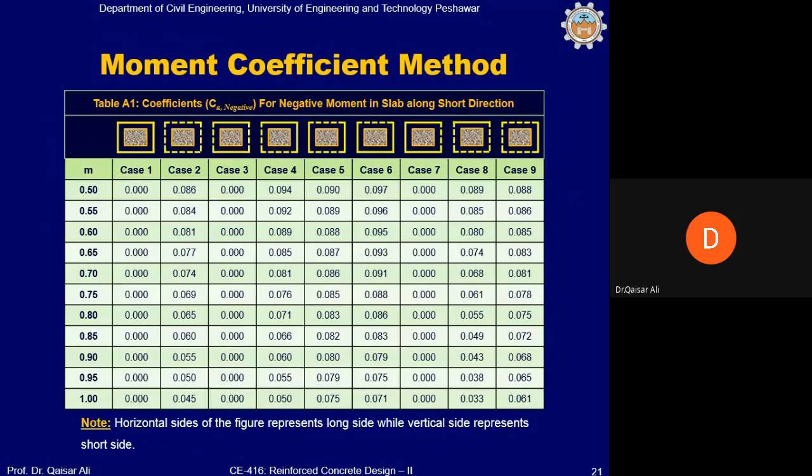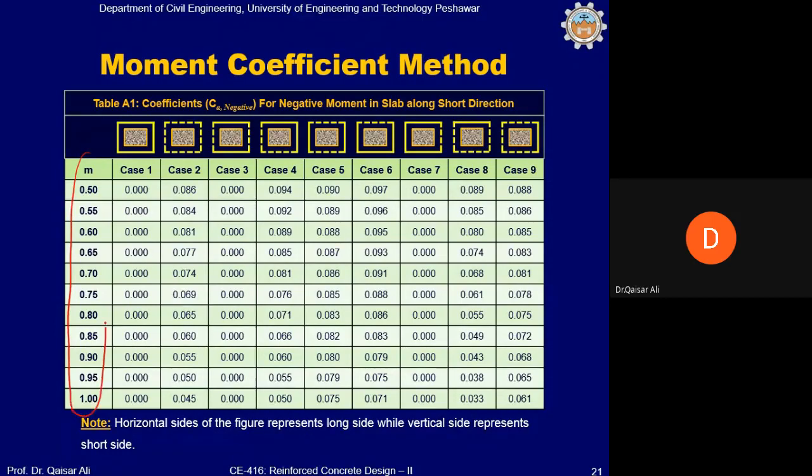So coming to these tables, this is table 1 for CA negative, table 2 for CB negative, table 3 for CA positive dead load, table 4 for CB positive dead load, table 5 for CA positive live load, and table 6 for CB positive live load. So I told you that we need 6 coefficients, and for calculating those 6 coefficients, 6 separate tables are given. Okay.